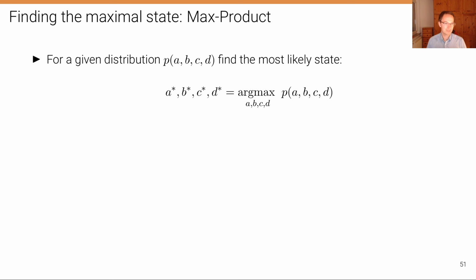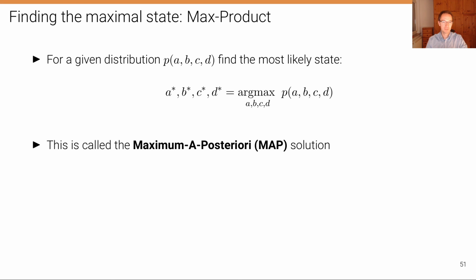The goal here is that for a given distribution P of A, B, C, D, we want to find the most likely state. We don't want to find a marginal, but we want to find, here illustrated with this argmax notation, the A star, B star, C star, and D star, which are maximizing this probability distribution. I want to find the argmax. And this is called the maximum a posteriori problem, or MAP problem, or if we find it, its solution.